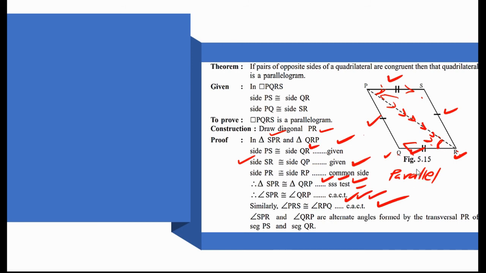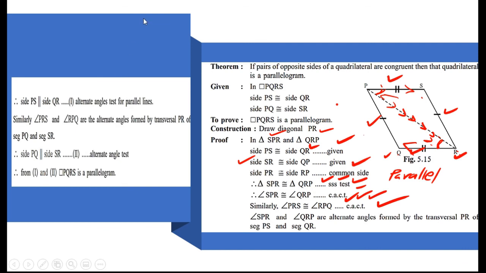Understood? When you can say that they are parallel, then another situation happens. PS and QR are parallel lines. The same way we can say this angle and this angle. That is angle QRP and the other angle here. This angle and SPR and QRS we did.